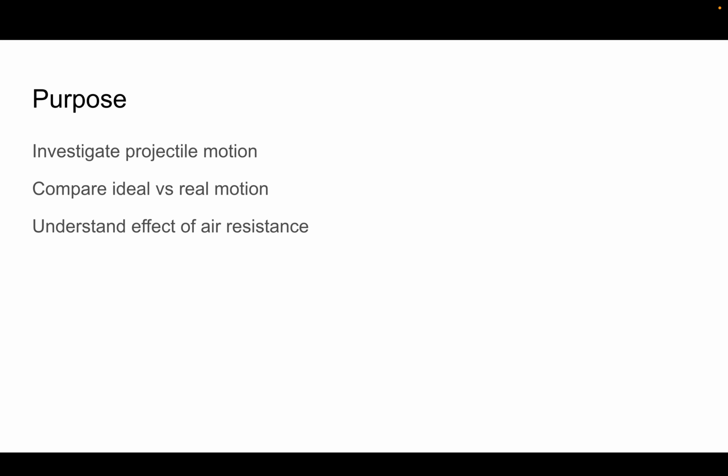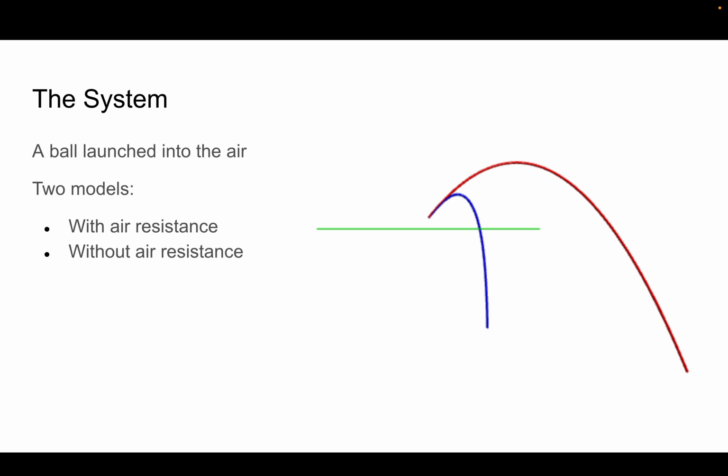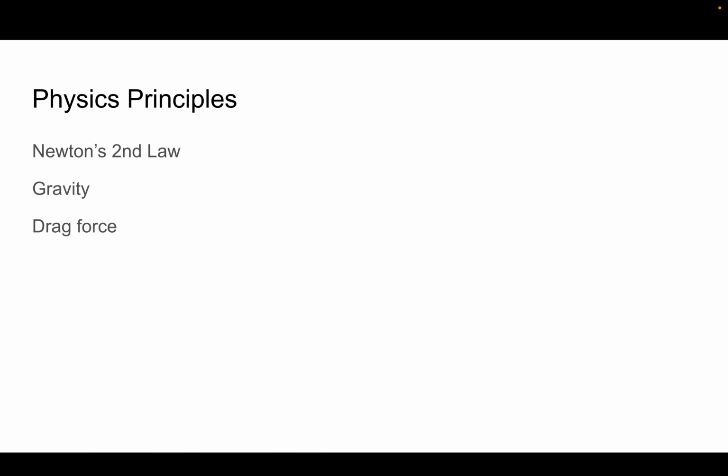We often just simplify problems by ignoring air resistance, but in real life it plays a significant role, and I wanted to see how big the difference actually was. So the system I modeled is a ball being launched into the air. I created two versions of the same motion, one with air resistance and one without. Both start with the exact same initial conditions, so any differences come purely from the physics model.